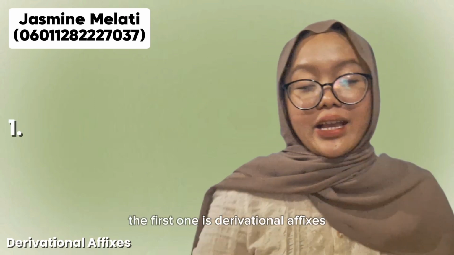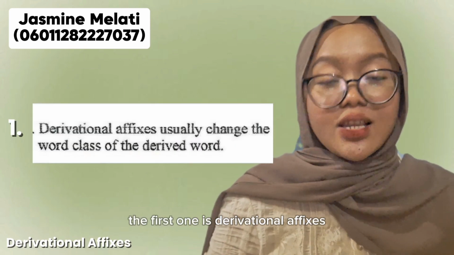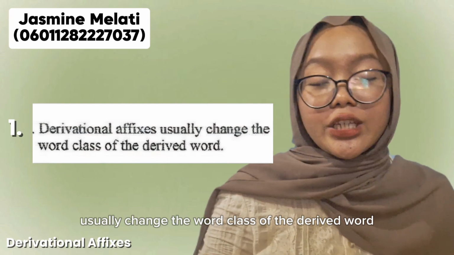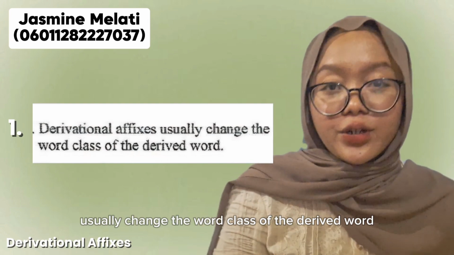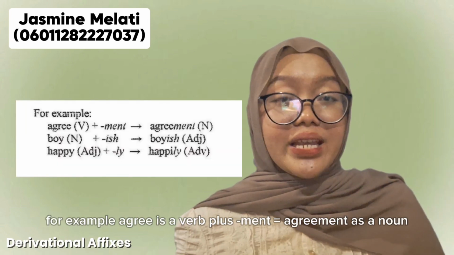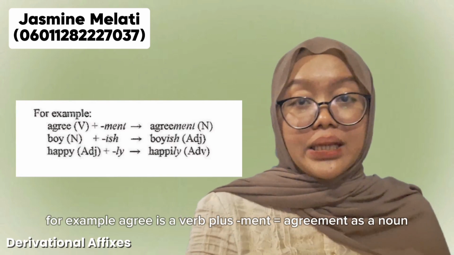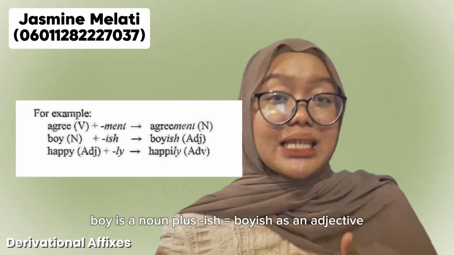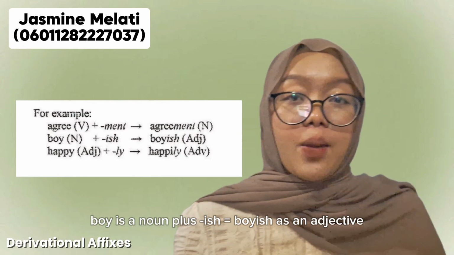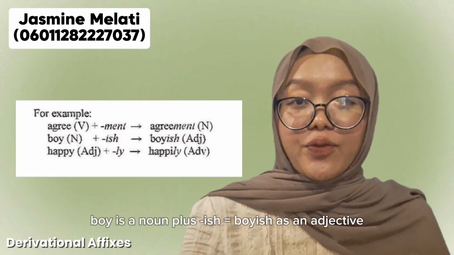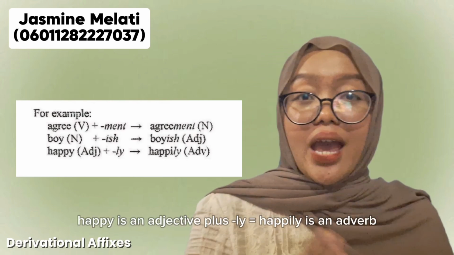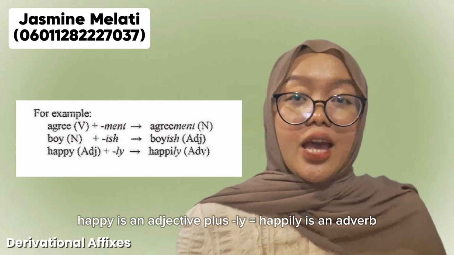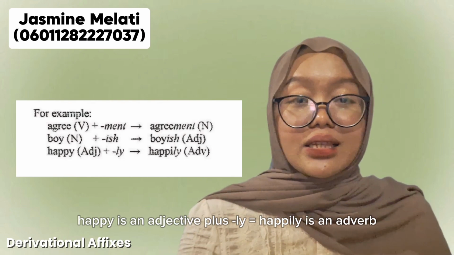The first one is derivational affixes usually change the word class of the derived word. For example, agree is a verb plus ment, agreement, as a noun. Boy is a noun plus ish, boyish, as an adjective. Happy is an adjective plus ly, happily, is an adverb.